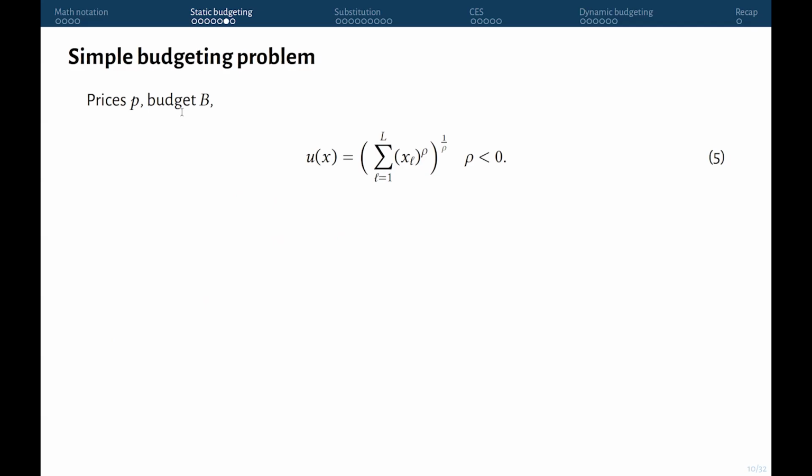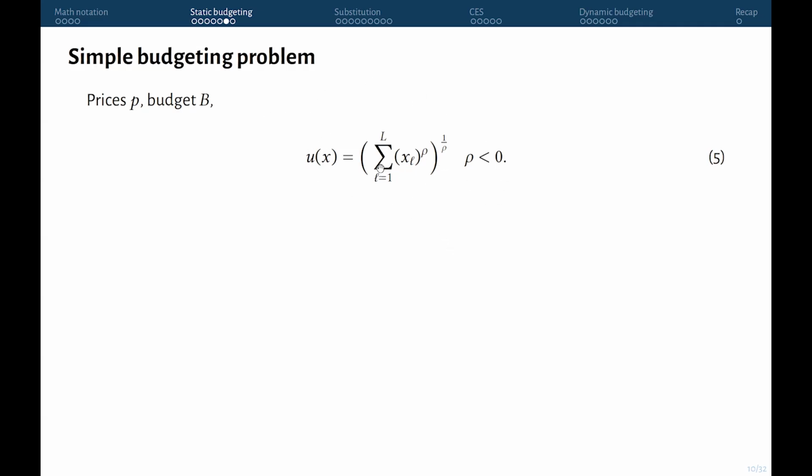So to put those sort of intuitive conditions to practice, let's work through this simple budgeting problem, which is very closely analogous to loads and loads of optimization problems that we will see in different contexts throughout the next 2 weeks. Suppose you've got your prices, your budget. You want to maximize this utility function here.